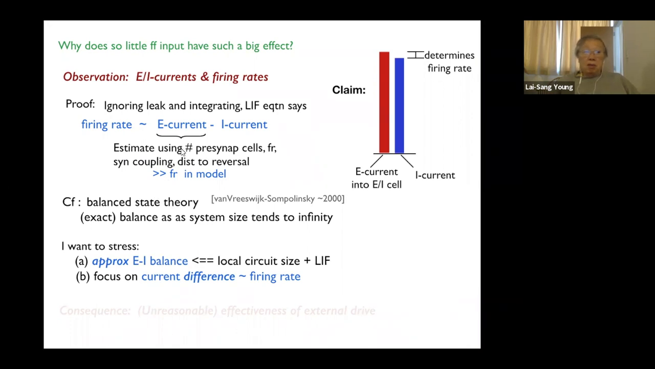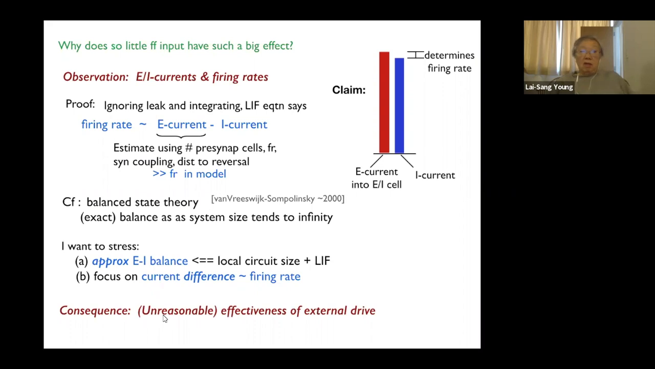But it's not so much that I don't care. In fact, I want to focus on the approximate E-I currents because I want to focus on the difference. I don't want the difference to go to zero. The current difference is a firing rate, as you can see here.